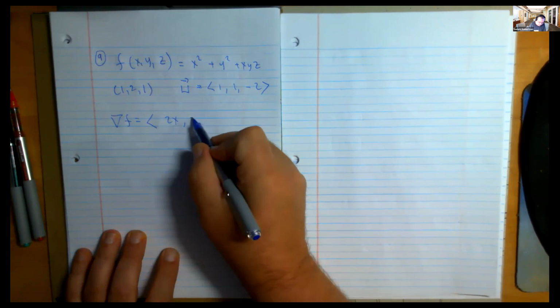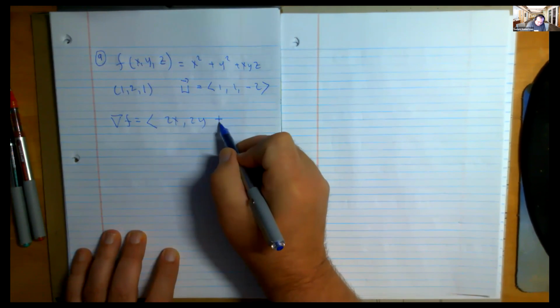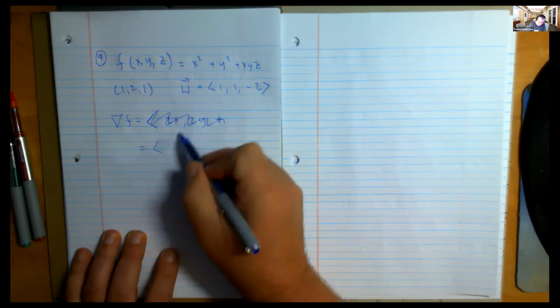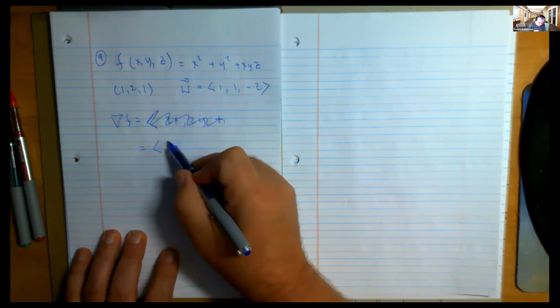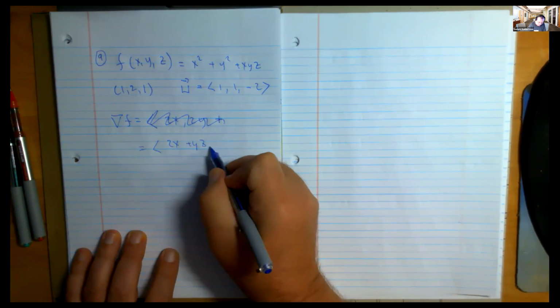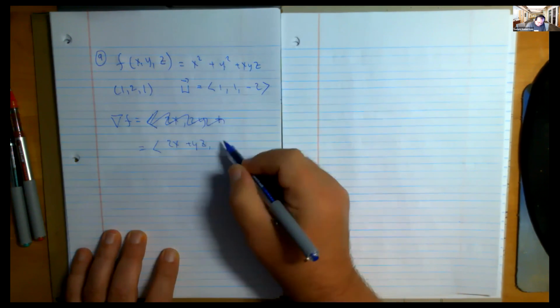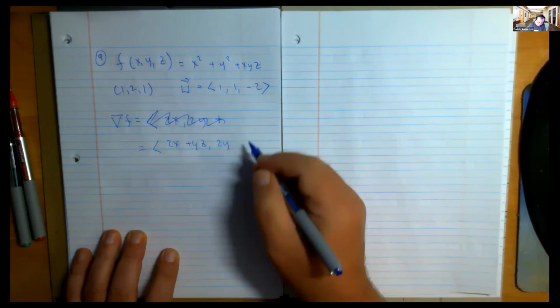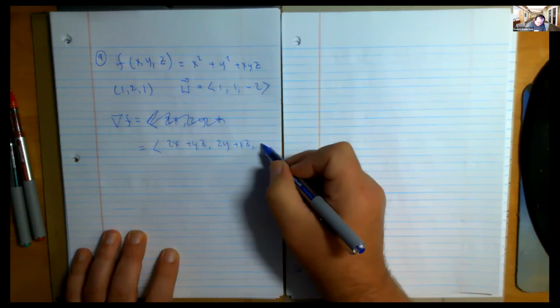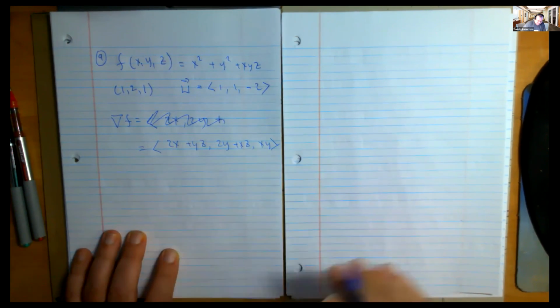So you're going to get 2x, start again. This guy is 2x, and this guy gets you yz. That's better. Do it with y. This guy gets you 2y, and this guy gets you xz. And do it with z, you get an xy. That's better.